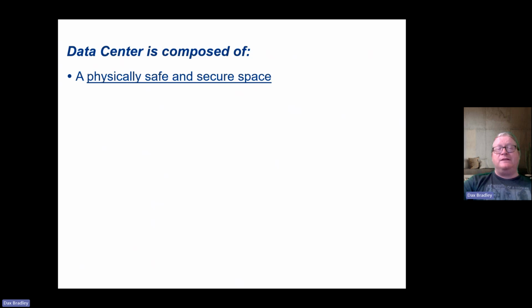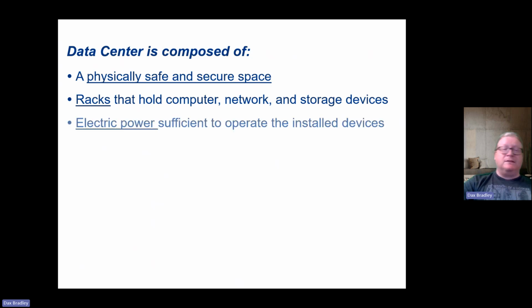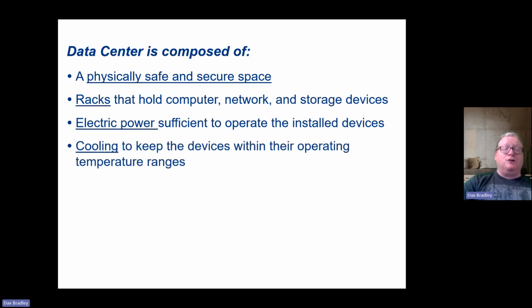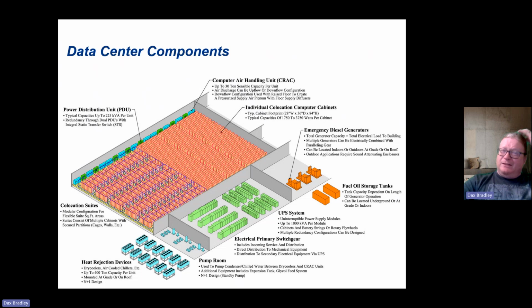A data center is composed of a physically safe and secure space. It consists of racks that hold the computer, network, and storage devices, electric power sufficient to operate and install devices, and cooling to keep the devices within their operating temperature ranges, as well as network connectivity throughout the data center and to places beyond. This is a quick overview. I'm not going to read the whole material to you, but it's just a good pictorial representation of the power needs, the cooling and the UPS system, and the pump room and so forth.